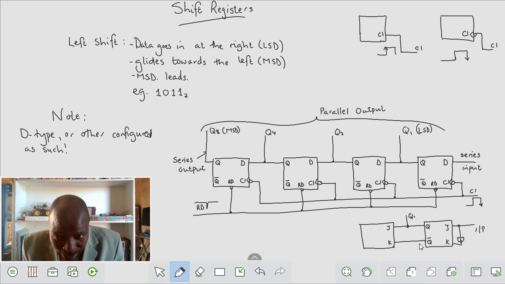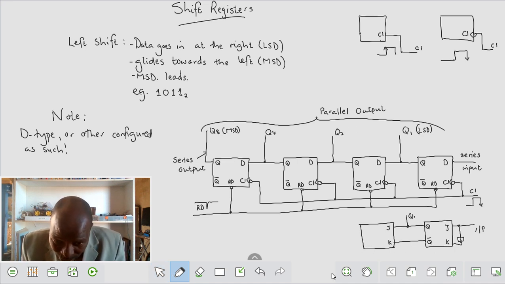This is what we actually meant. This is configured as a D. This is configured as a D. So it's actually working as D's. All right. So what you're saying is the type of flip-flop that is needed for a shift register is a D type. If you're not going to have a D type, whatever you're going to use has to work as a D type. That has to be emphasized. I cannot emphasize it enough actually.